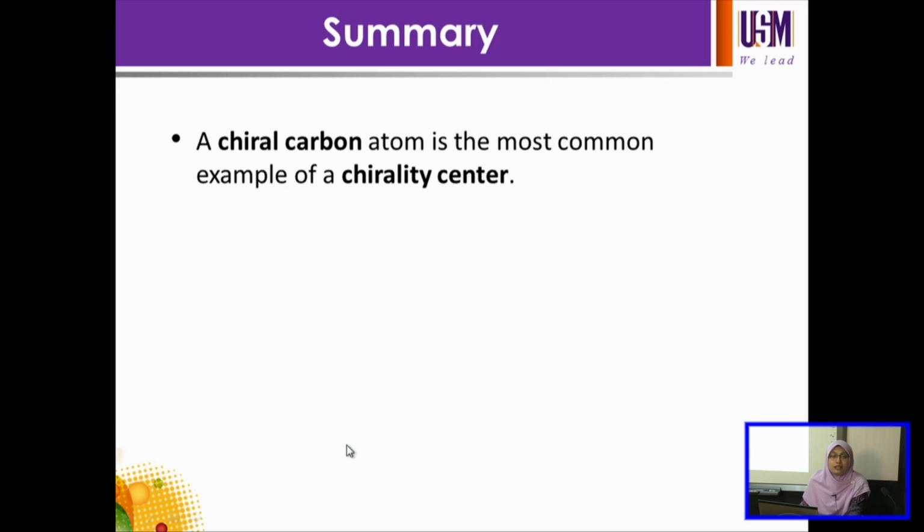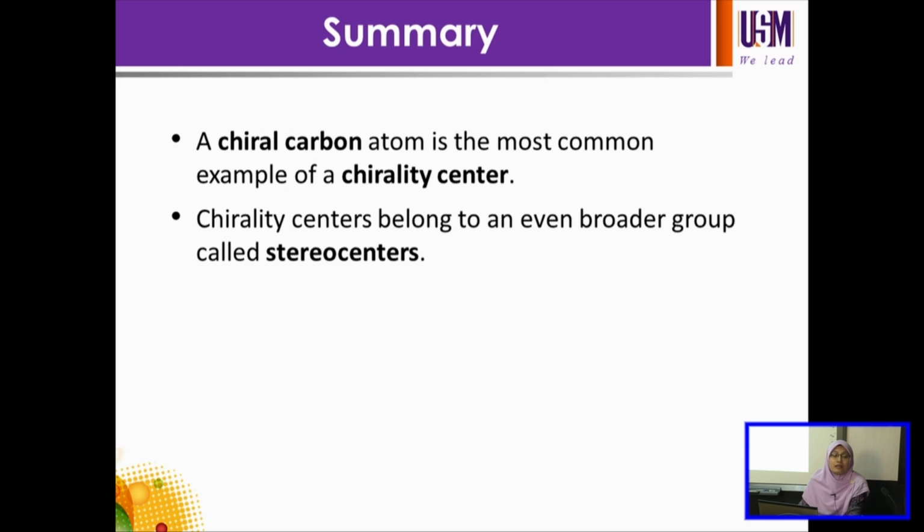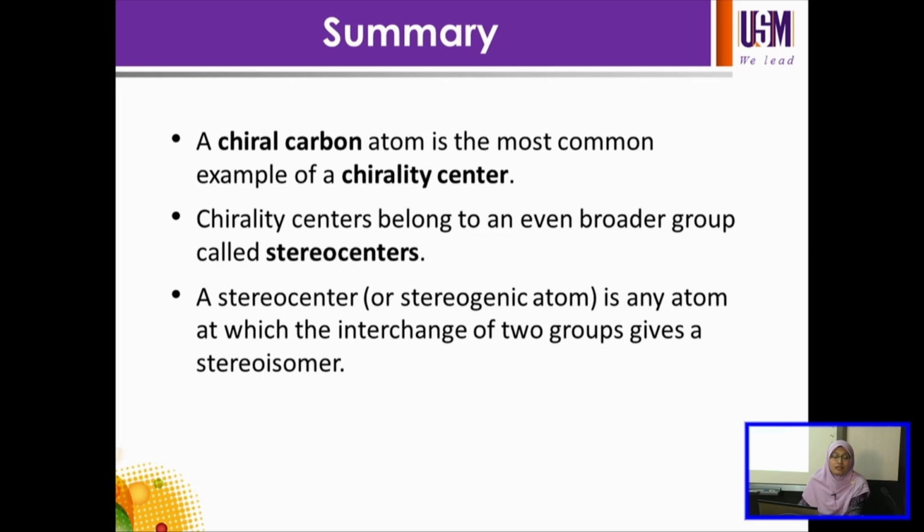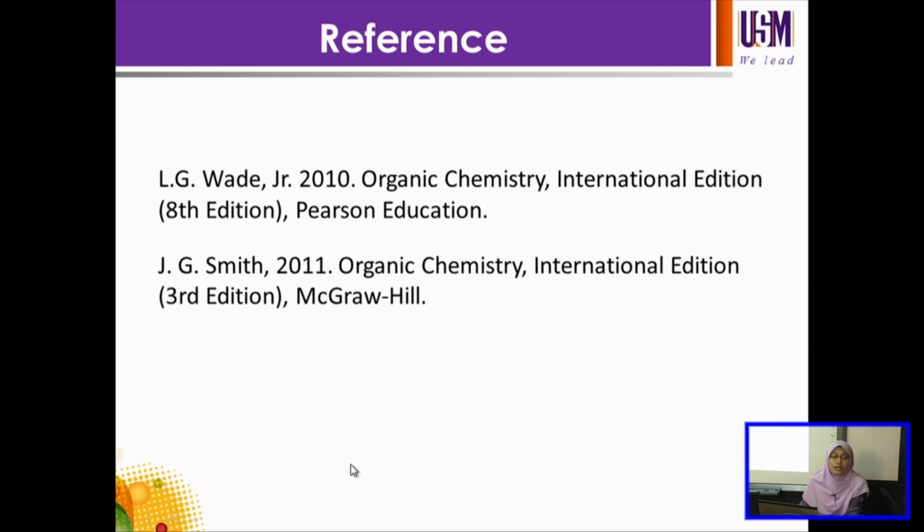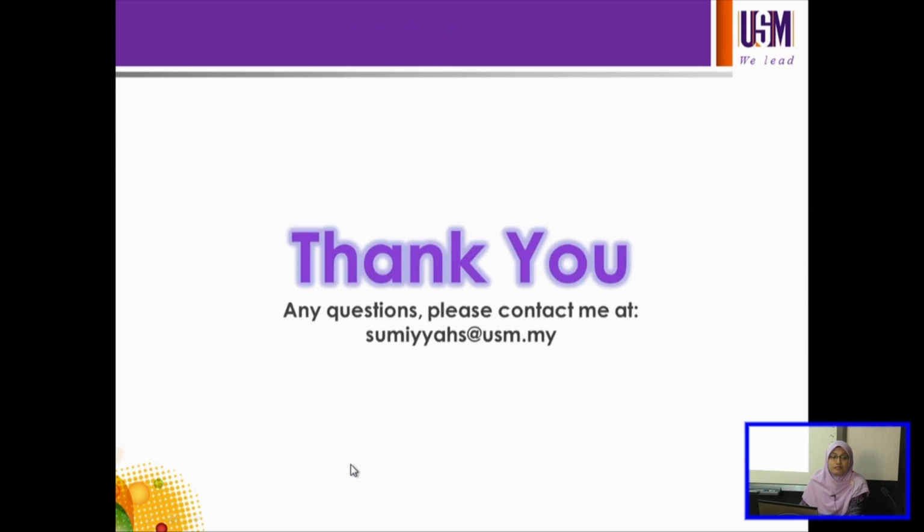As a summary, a chiral carbon atom is the most common example of a chirality center. A chirality center belongs to an even broader group called stereocenter. A stereocenter or stereogenic atom is any atom at which the interchange of 2 groups gives a stereoisomer. So this is the reference.